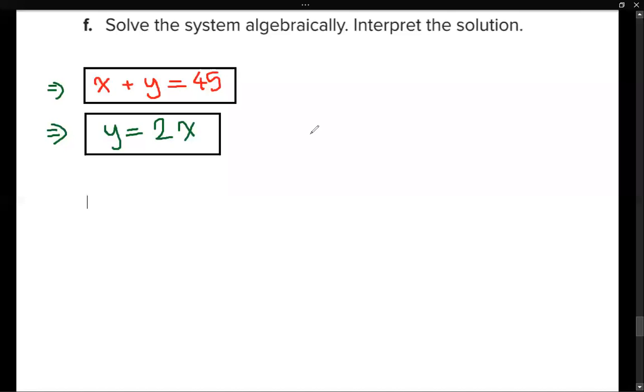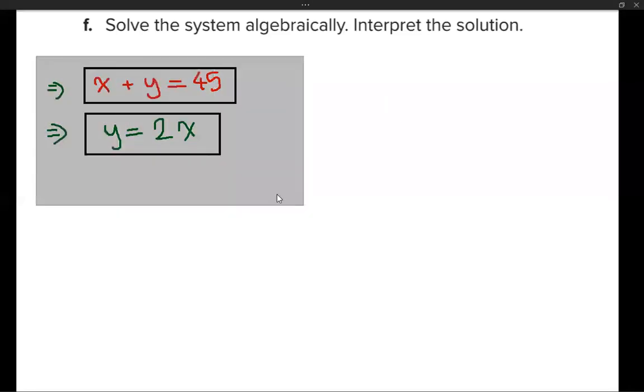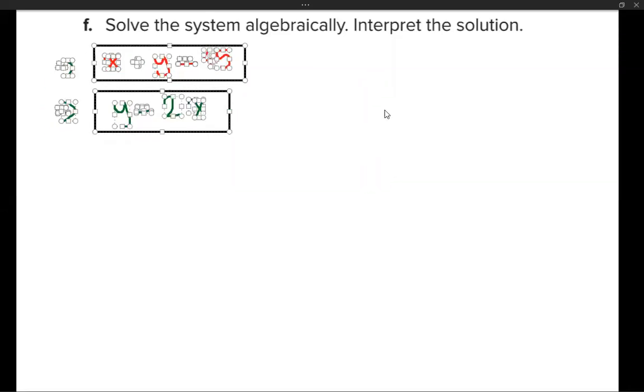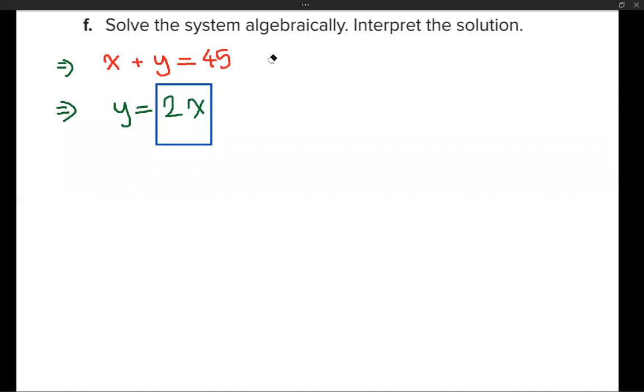The first thing we need to do is look at these two equations and see which equation gives us a value for one of the variables. We can look at the second equation and see that it gives us the value for y. y is equal to 2x. This is mentioned in the second equation.